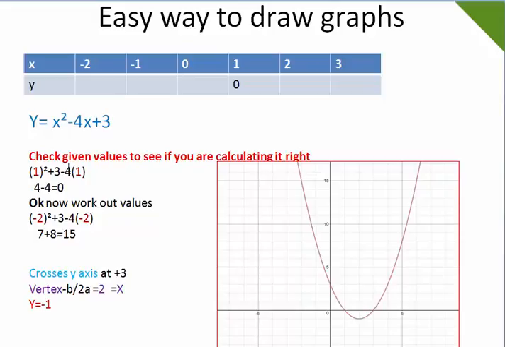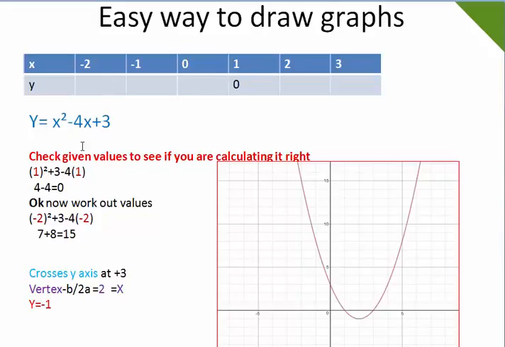First of all, what we do is we check our calculation to make sure that we're going to do it right. So for using 1, we put 1 squared plus 3 minus 4 and then multiply by 1. Work that out, it becomes 4 minus 4 equals 0. So we know that our calculation is going to be right.